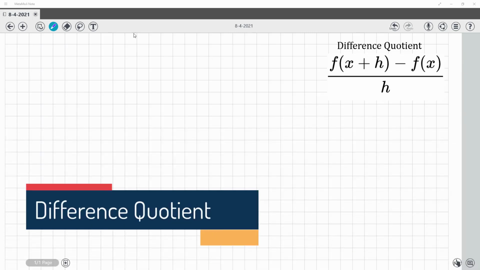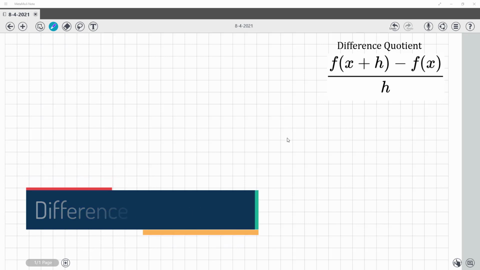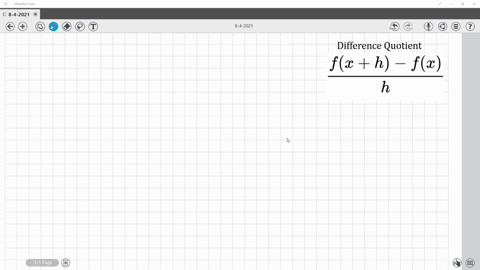Okay, so have you ever had a teacher give you a formula and they just pretty much say, here it is, use it, right? And you don't really even know what you're doing and why you're doing it. The difference quotient is actually very important, very. If any of you are going to continue on to higher level math, you will see this again.